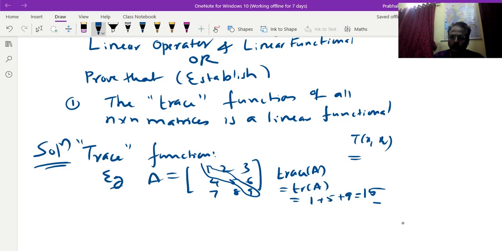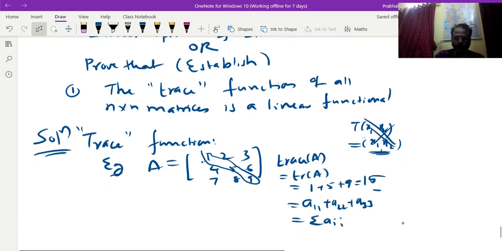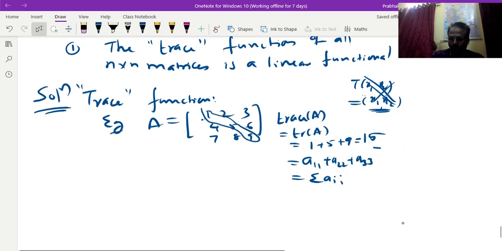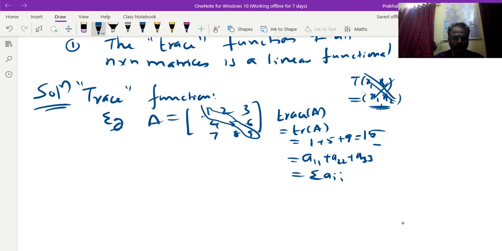Sometimes the final output is not a real number. What I mean is, suppose x1, x2 only. So this becomes a two dimensional number. That time this is not a real number. In terms of matrix notation, it is A11, A22, A33, or it is the sum of Aii. So here comes the definition. So we are ready to define what is the definition of trace function.